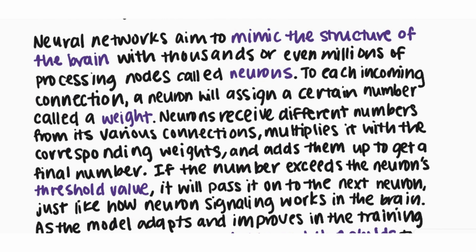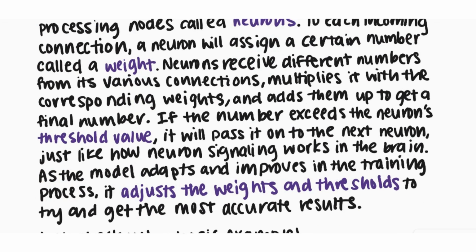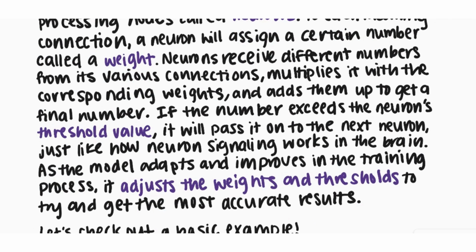So to each incoming connection, a neuron will assign a certain number called a weight. Neurons are going to receive different numbers from all of the other neurons it is connected to, and then it's going to multiply each of these numbers with the weight it corresponds to, and add them up to get a final number. If this final number exceeds the neuron's threshold value, which is the minimum number that it has to be equal to or greater than to activate it, then this number will be passed on to the next neuron in the network. And this is very similar to how neuron signaling works in the human brain.